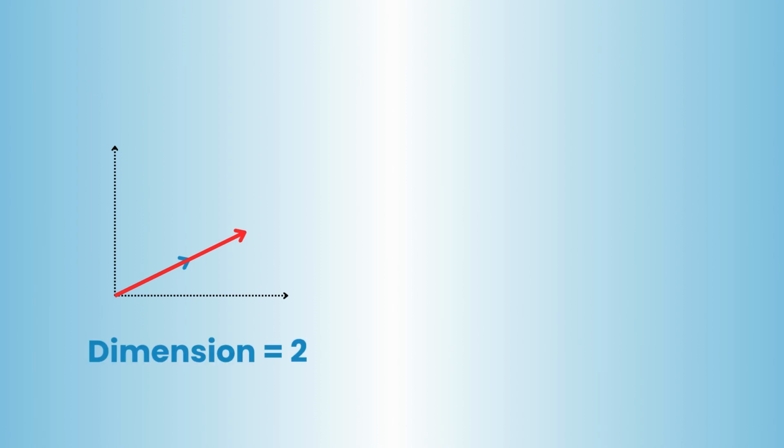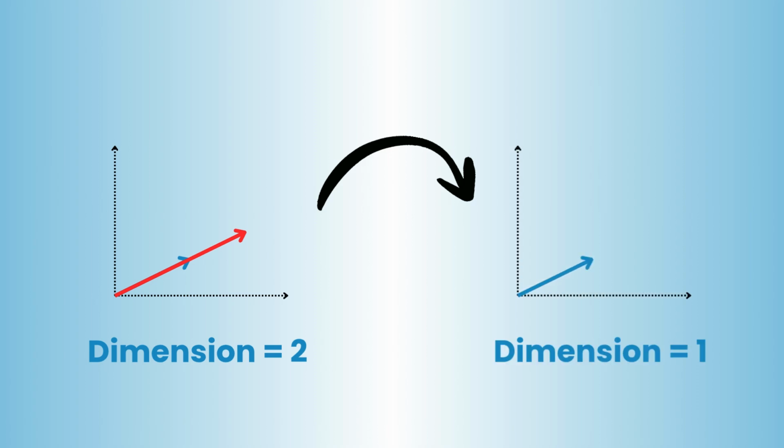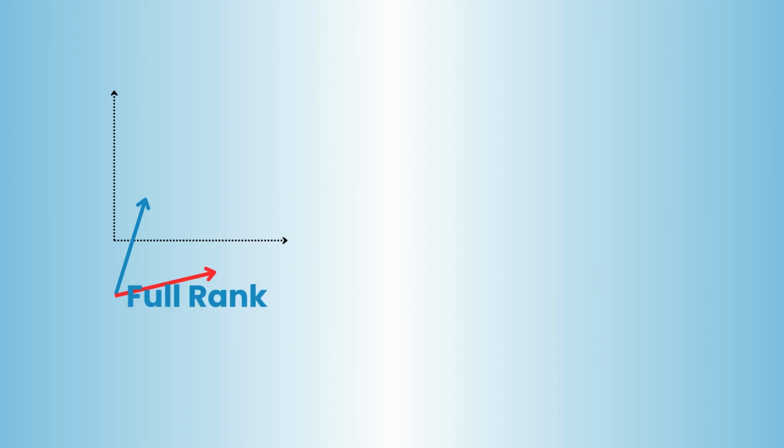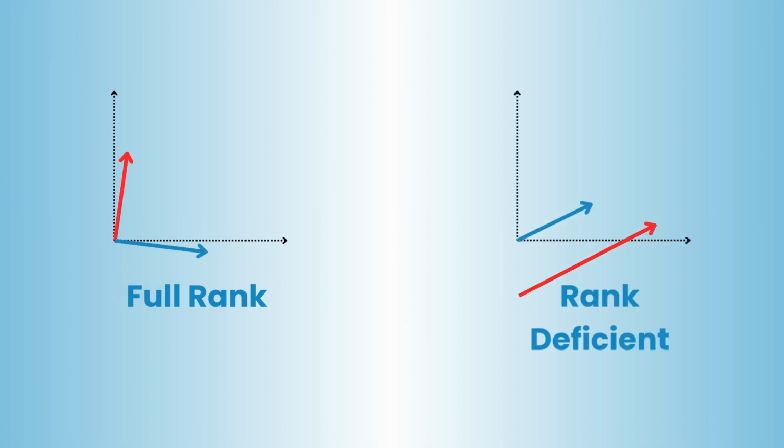This is where we need the concept of rank. The rank of a matrix is the dimension of its output space. In this case, our matrix took a 2-dimensional input and squashed it into a 1-dimensional output. Therefore, the rank of this matrix is 1. It lost information. The rank tells you the true dimensionality of the information coming out of a matrix operation. A full rank matrix preserves the dimension. A rank deficient matrix loses dimension, meaning some of the original information is squashed.